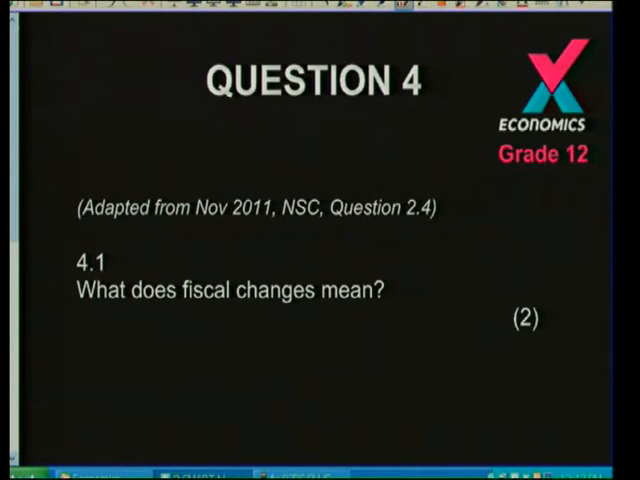Now, the questions will all be based on this. Don't skip these passages because very often you find some of the answers in these passages. 4.1. What does fiscal changes mean? Now, when you study economics, you need to be able to distinguish between the government's fiscal policy and the monetary policy. The fiscal policy involves taxes and government spending, and the monetary policy is managed by the South African Reserve Bank, and this results in a change in interest rates eventually from the side of the commercial banks. 4.1, you will then have to write the following answer referring to government spending. And taxation.